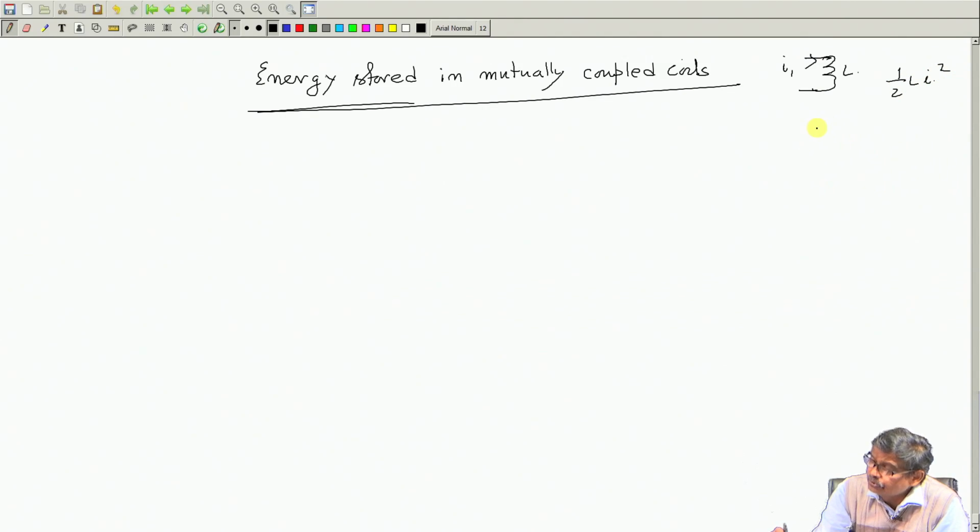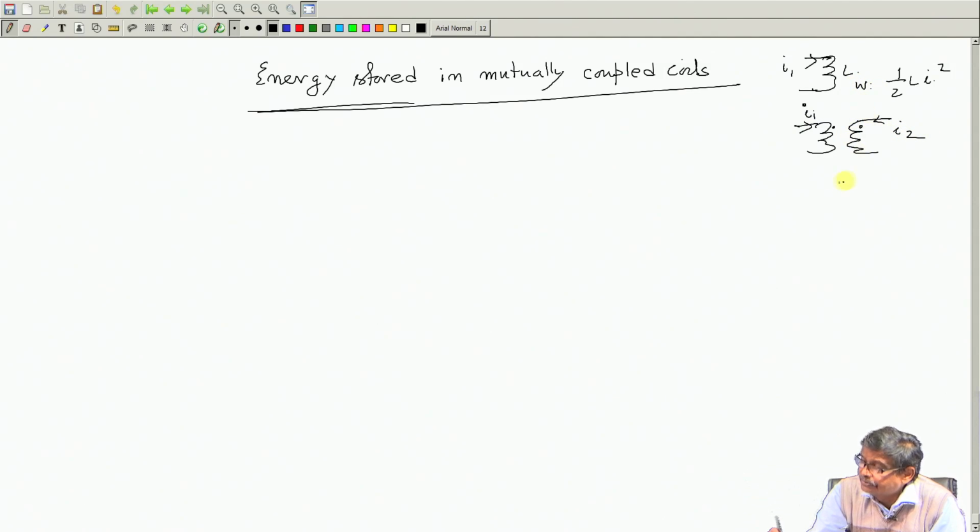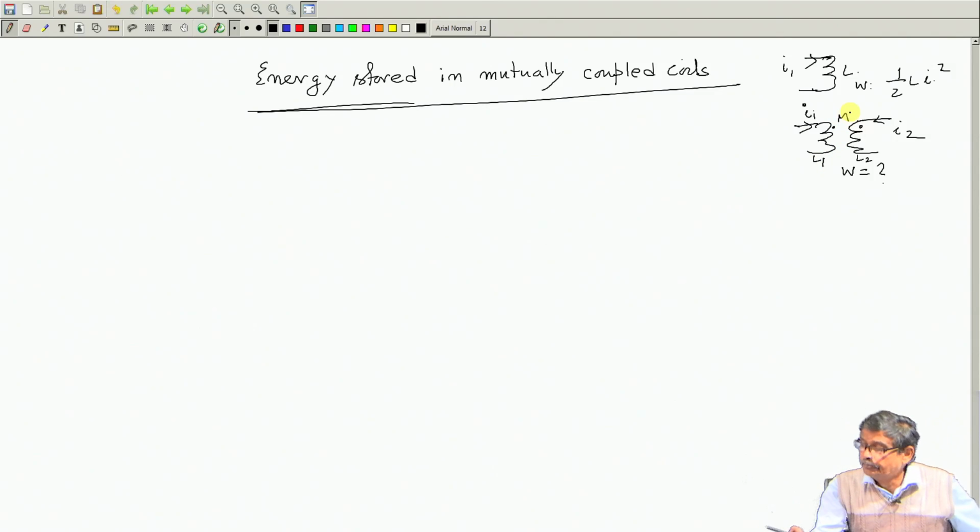Now, suppose there are two coils which are mutually coupled, and one is carrying a current I1, another is carrying a current I2. How much is the energy stored? We want to know. This is L1, this is L2, these are given, and this is mutual inductance between them. This is the problem. What is W? Suppose at a given instant they are carrying current I1 and I2.